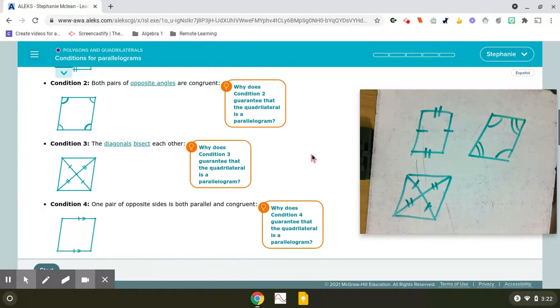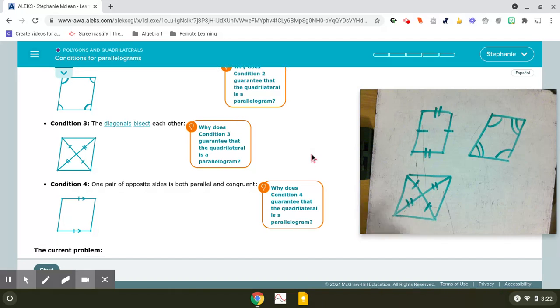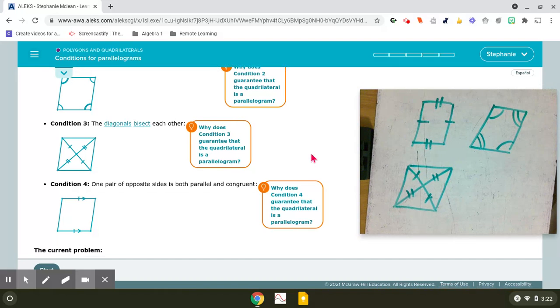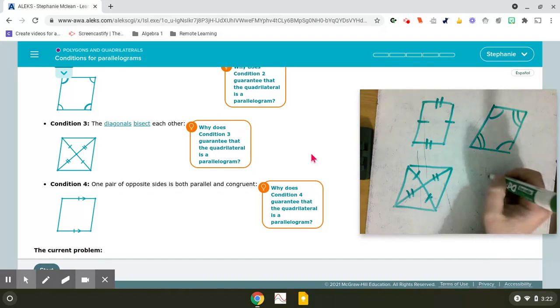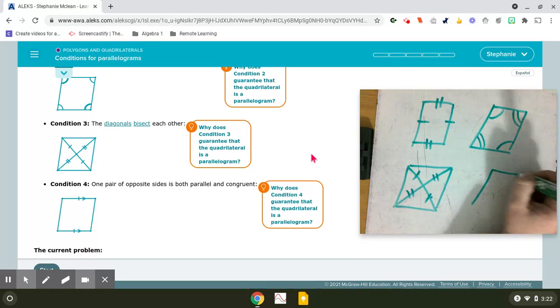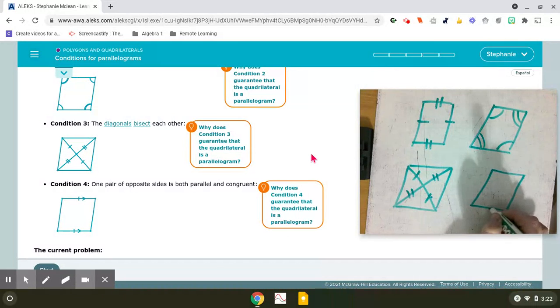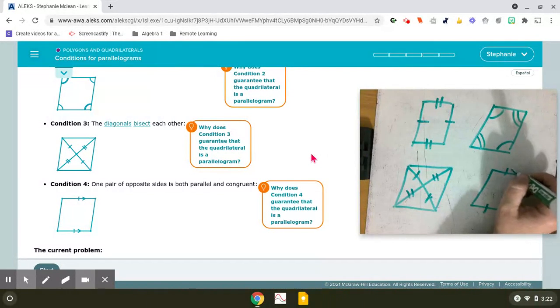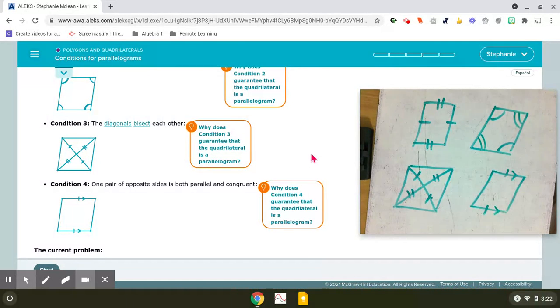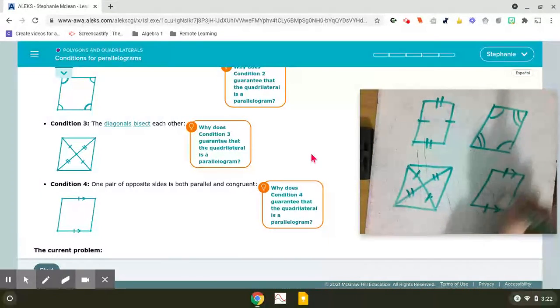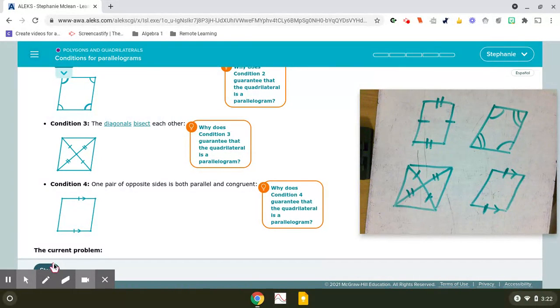The last condition is that one pair of opposite sides are both parallel and congruent. So here is my parallelogram. I have a pair of opposite sides that are both parallel. These little arrows here mean parallel, and the tick marks mean that they're congruent, so they are the same length. So let's go ahead and apply this and see what happens.